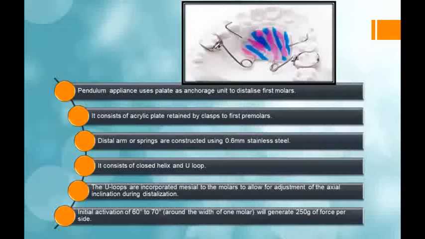Now, the pendulum appliance uses a palate as an anchorage unit to distalize the first molar. It consists of the acrylic plate that is retained by a clasp on the first premolar, and the distal arm or the spring are constructed using 0.6 mm stainless steel wire. It consists of the closed helix and the U-loop.